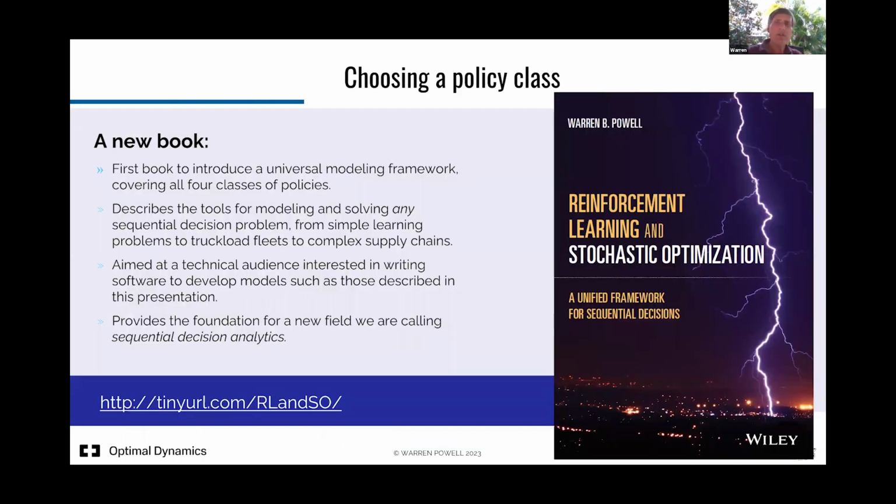So I now have a new book, came out almost a year ago, Reinforcement Learning and Stochastic Optimization. I use those title names just because those are the most widely used. But if you go to tinyurl.com, RL and SO, there's a complete overview of the book, and you can download a few chapters for free.